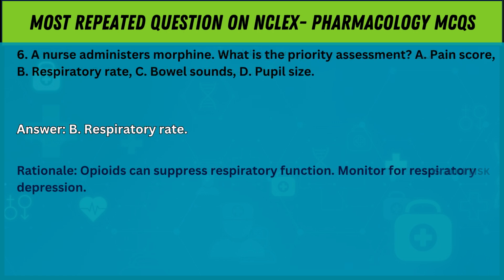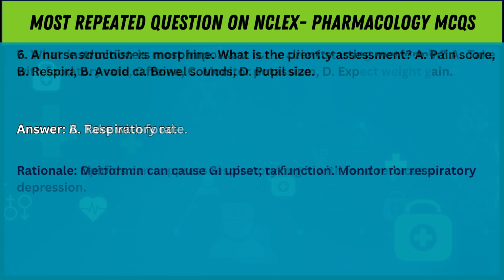6. A nurse administers morphine. What is the priority assessment? A. Pain score. B. Respiratory rate. C. Bowel sounds. D. Pupil size. Answer. B. Respiratory rate. Rationale. Opioids can suppress respiratory function. Monitor for respiratory depression.